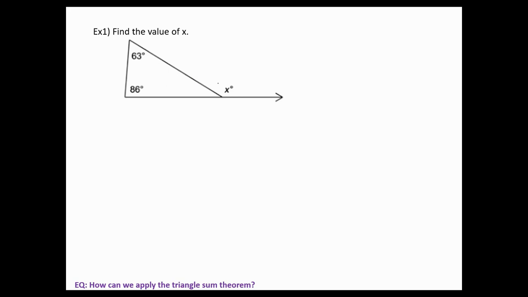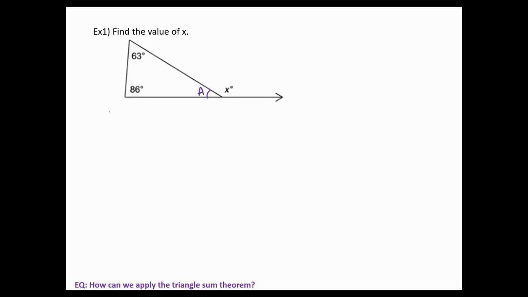So the question here says find the value of x. This x, we're going to ignore for a minute and just look at the triangle. We know 2 out of 3 angles in the triangle. I'm going to call this last angle A. Call this angle A.